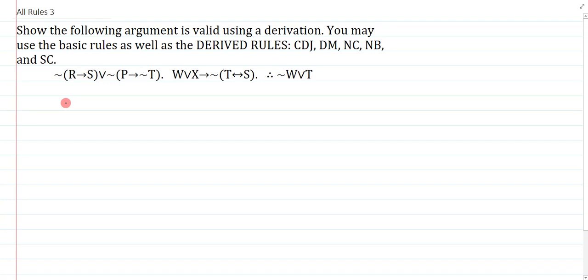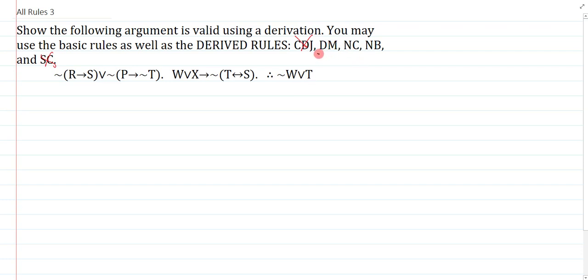In this video, I'll do a derivation where I can use the derived rules. Now here in my list, I have the derived rules being CDJ, conditional disjunction, De Morgan's, negation of conditional, negation of biconditional, and separation of cases. You will never see me use CDJ and separation of cases. That doesn't mean you can't, you're welcome to. I just consider these situational rules.